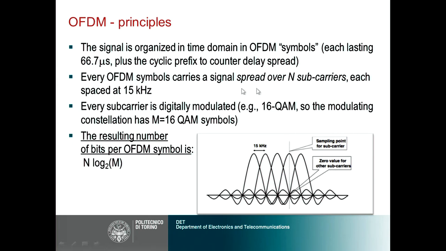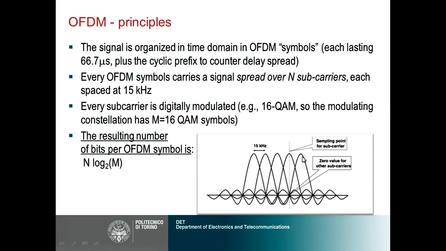Every OFDM symbol carries a number of subcarriers. They are spaced 15 kilohertz apart. And every subcarrier is digitally modulated with a low order modulation. Because in this way, of course, the lower the order, the more robust we are to noise. And so we can also afford transmission at lower powers.